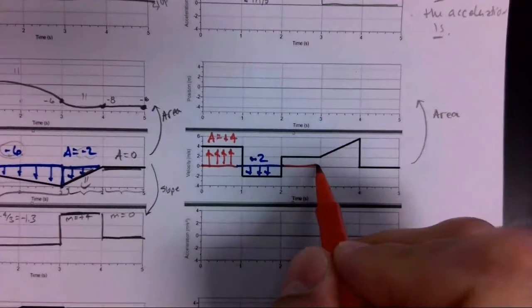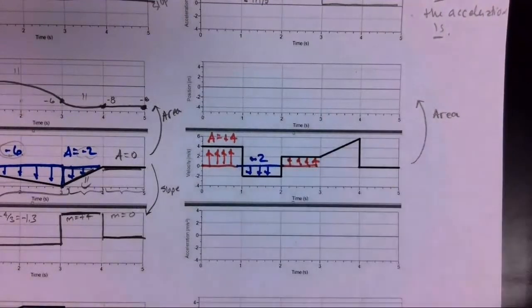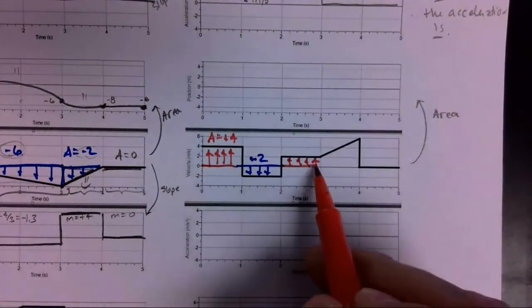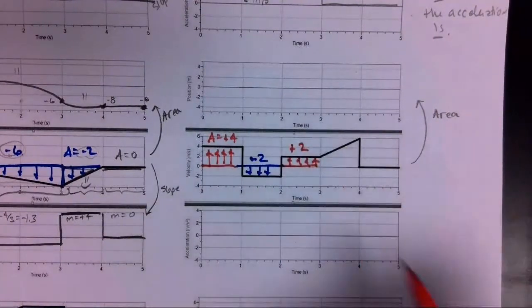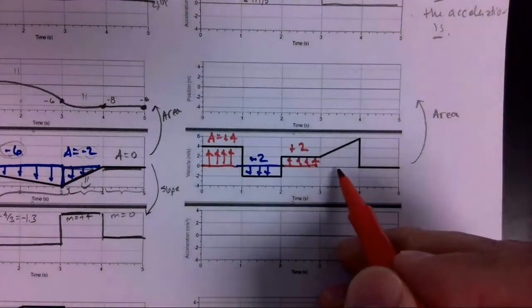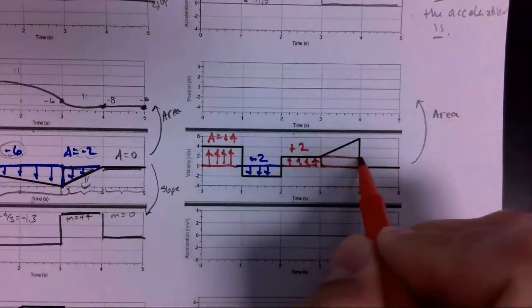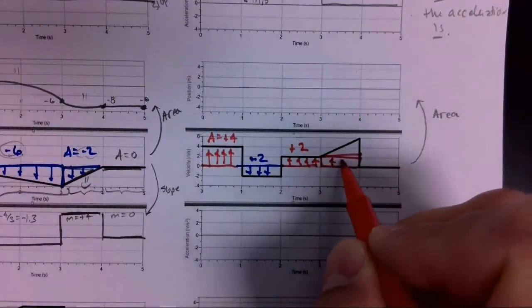This area is above the axis. You can see where this red and blue kind of helps. So it's 1 times 2, so this area is a +2. Now you have a complex shape. I'm going to break this into a rectangle and a triangle, and I'll just add them together.